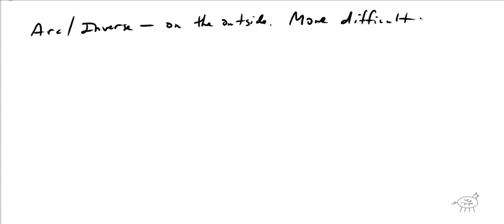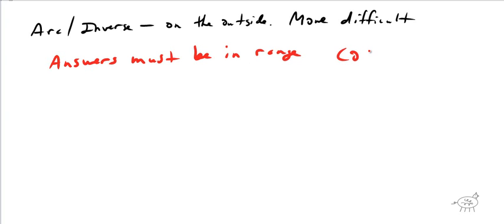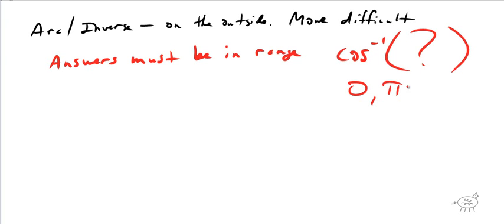All right. I'm going to make a huge point of this. In fact, I am going to put this in a bold red: the answers must be in range. Okay, when you see inverse cosine on the outside, I don't care whatever it is, your answer better be between 0 and pi. If it's not between 0 and pi, then your answer's wrong. I'm going to put an R next to your problem because it's out of range.